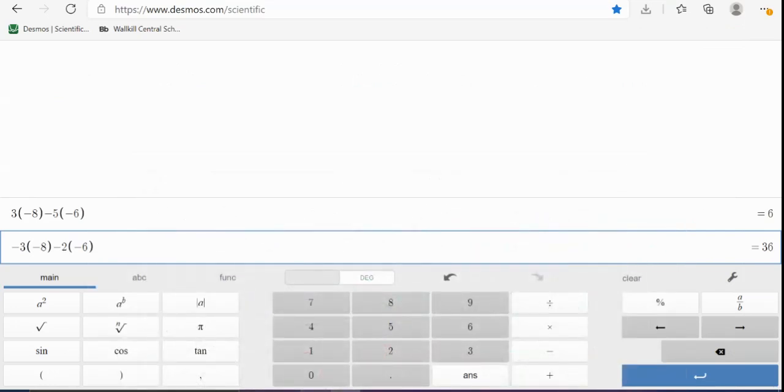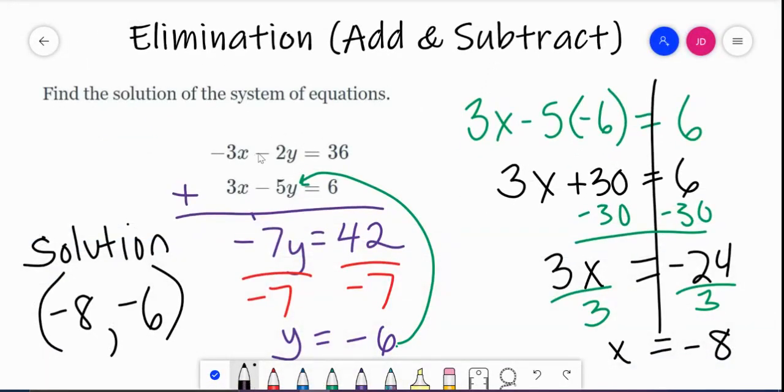Okay. And also, if you graph these, we haven't talked about graphing in standard form, but if you graph these, this is where they would intersect on the graph. All right, let's take a look at another problem.